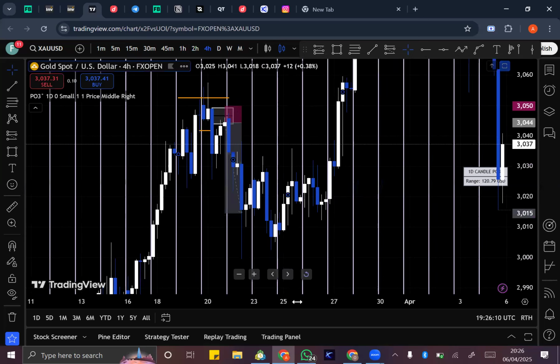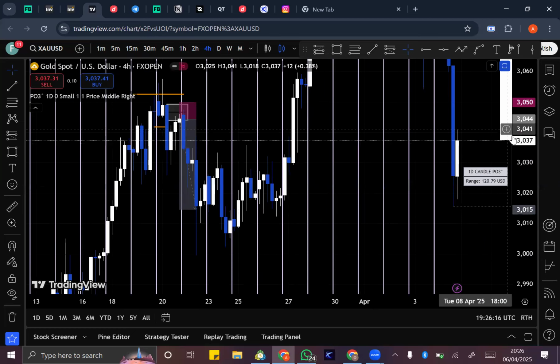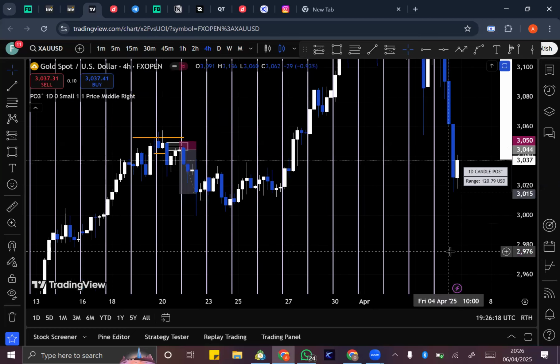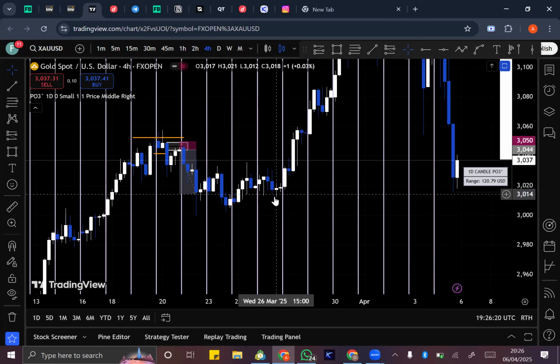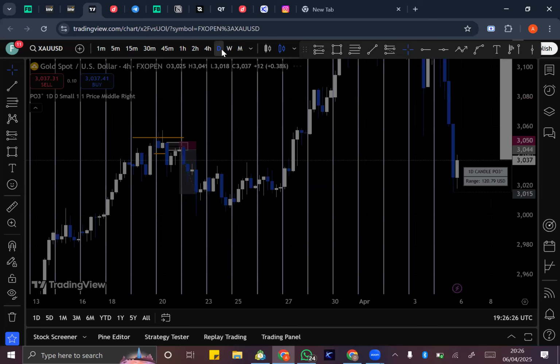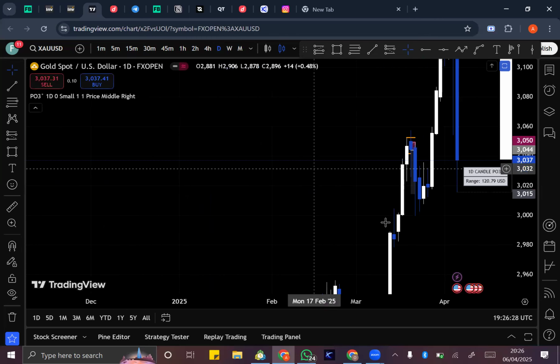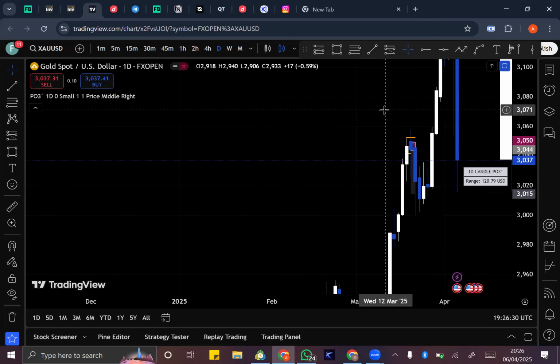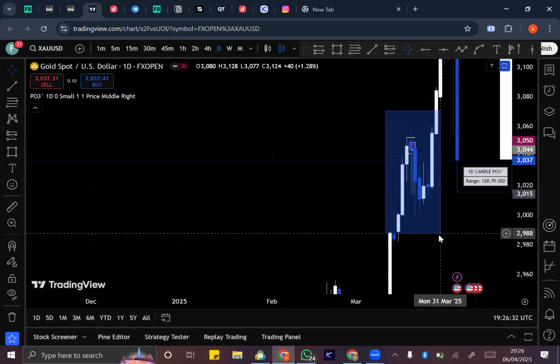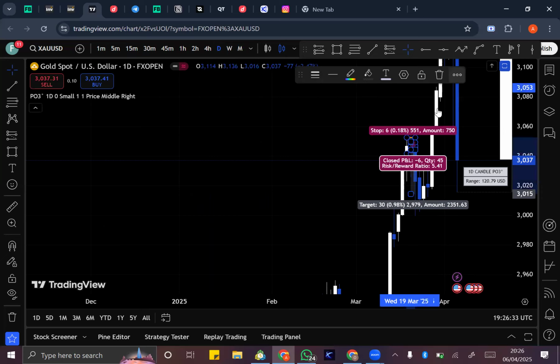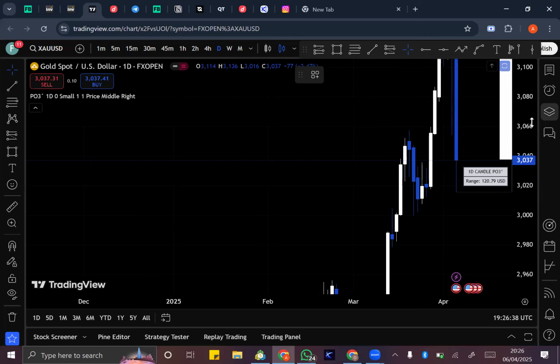So you have to understand the direction of the market. You have to understand the direction of the market. If you go to a daily time frame, you are going to see everything clearly. You are going to know where the market is going and what you are doing. Everything is going to make sense because you know what you are doing in the market.